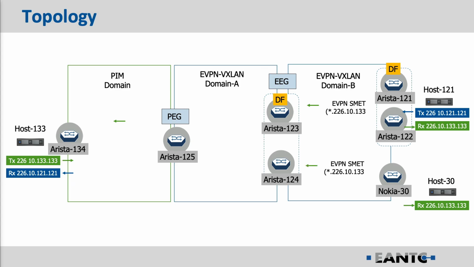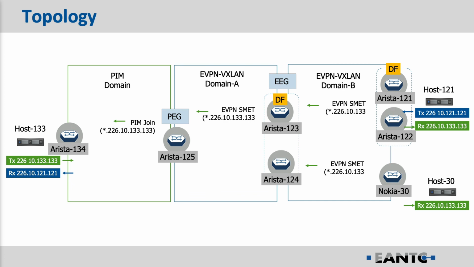Now I have an interest receiver. I have a source in the PIM domain, and I have an interest receiver in domain B. In this case, the interest receiver is going to result in an SMET route in domain B. And we have an SMET route coming from the Arista box, and also another SMET route coming from the Nokia boxes, which is node 30 in this diagram.